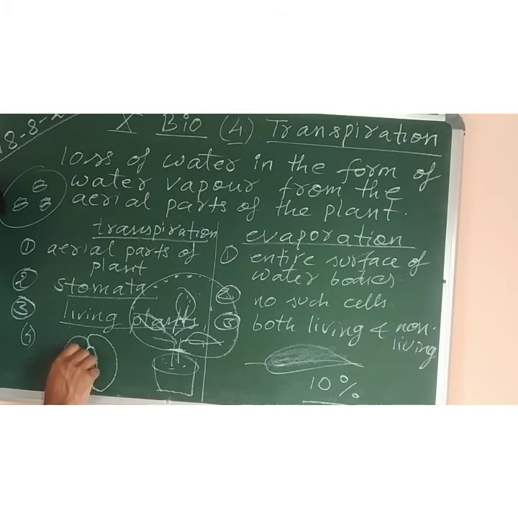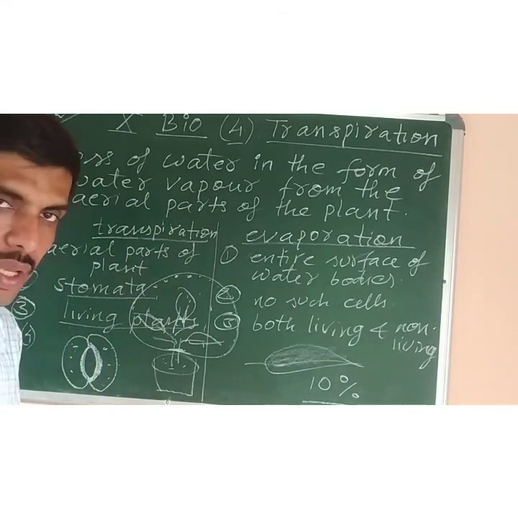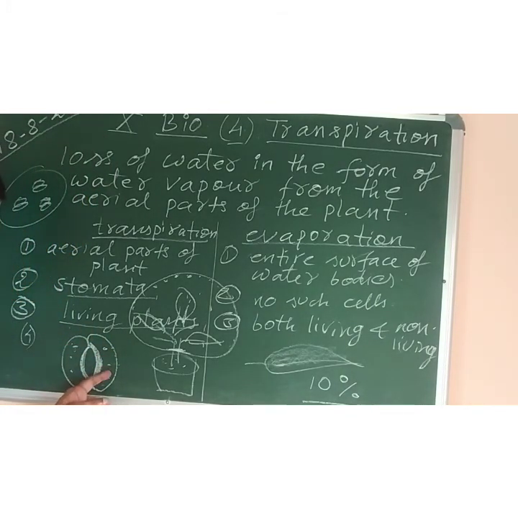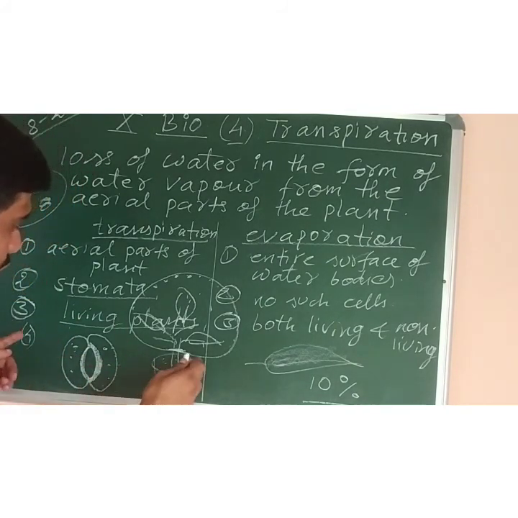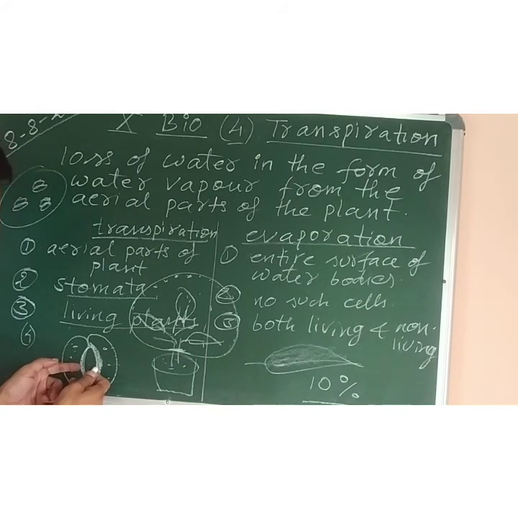The inner layer has a thick wall, the outer layer has a thin wall, and it contains chloroplasts that help in carrying out photosynthesis. So this is the structure of stomata. This is the stomatal pore, this is the inner thick wall, this is the outer thin wall, and these two are the guard cells. Regarding turgidity and flaccidity, when the guard cells swell or become turgid, it leads to the opening of the stomatal pore. Here the stomatal pore is open.